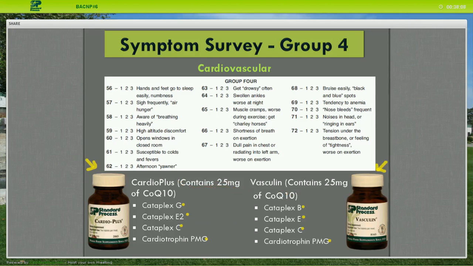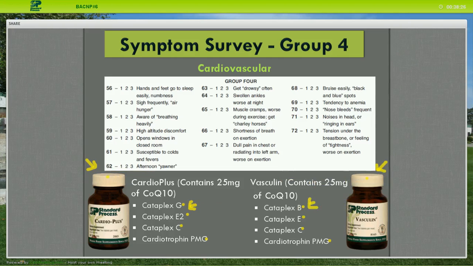Now this is where the cardiovascular system, from a symptom survey standpoint, starts to become a little bit easier when you understand the difference between G and the B complex. It will help you make a better decision about which product to give, whether that be Cardio Plus or Vasculin.